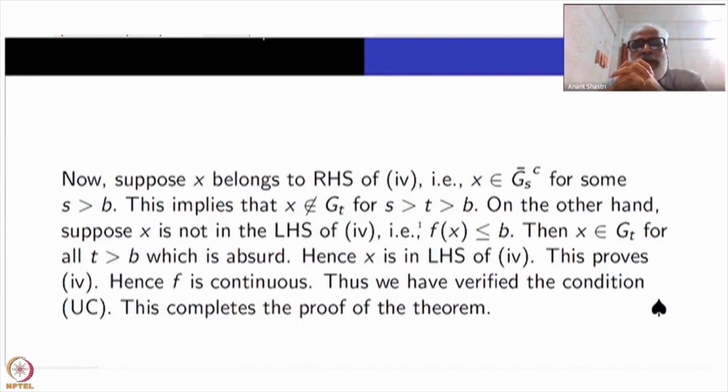This implies that x cannot be in G_t for all t bigger than s, that's bigger than b. So between s and b, if you take another t here, x will not be inside G_t because x is not in G_s bar itself. x is inside G_s bar complement. Okay. On the other hand, suppose x is not in the LHS of 4.